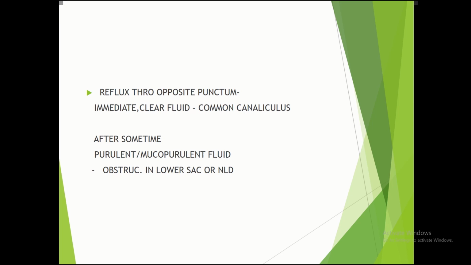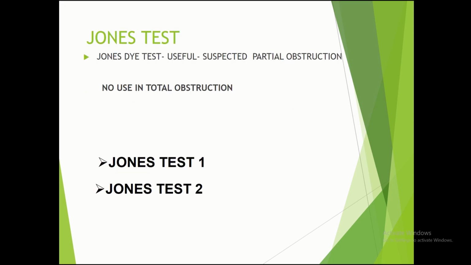Jones test. The Jones dye test is useful in case of a suspected partial obstruction. It is of no use in a case of a total obstruction. There is Jones test 1 and Jones test 2.